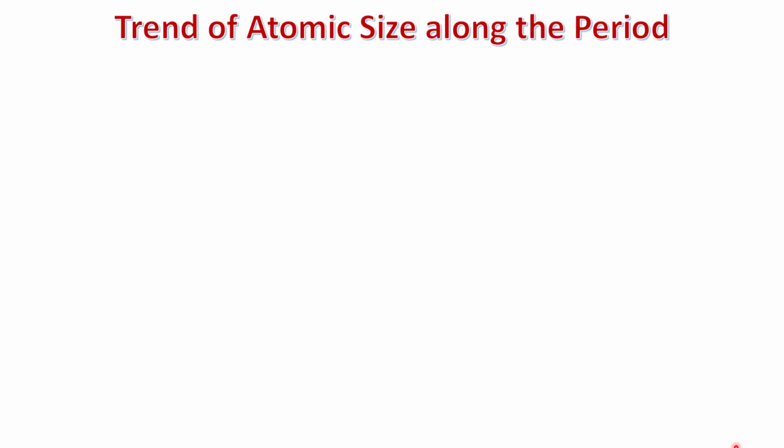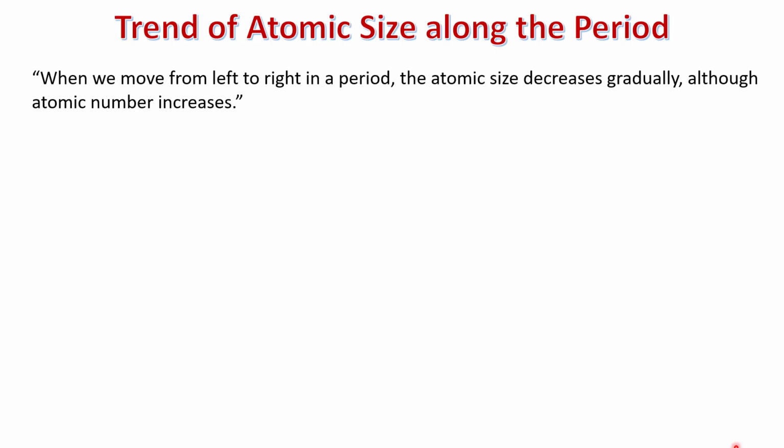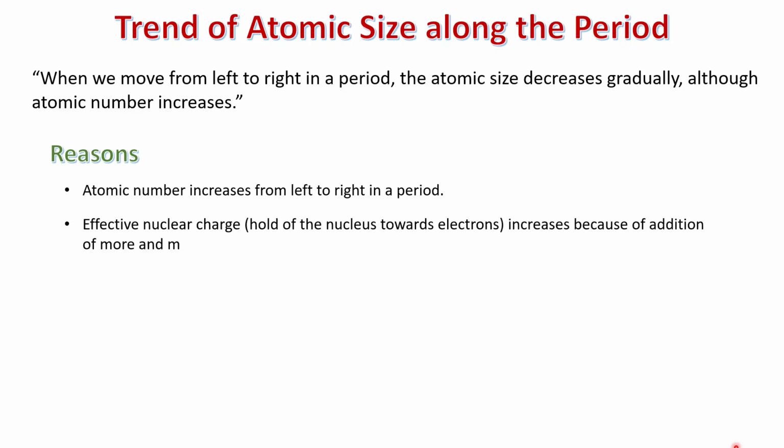So let's see what the trend of atomic size is along the period. When we move from left to right in a period, the atomic size decreases gradually, although atomic number increases. Atomic number increases from left to right in a period, and effective nuclear charge, that is the hold of the nucleus on electrons, increases because of the addition of more and more protons in the nucleus.